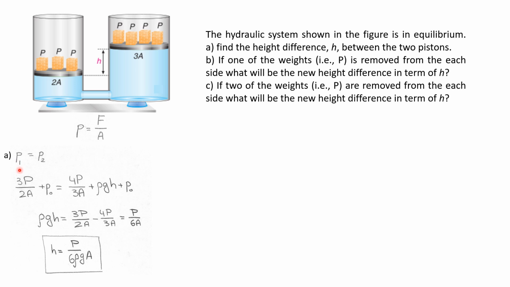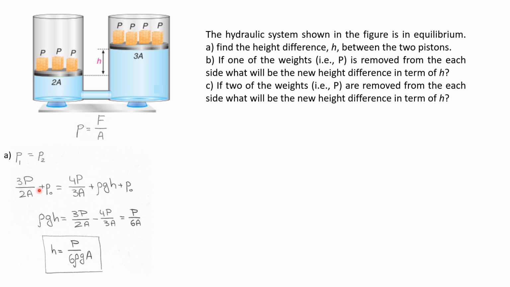pressure from these weights, which is 3P divided by 2A, which is the area of the piston, plus P naught, which is atmospheric pressure, because the top of the piston is open, right? So you have atmospheric pressure also pushing here. This has to be equal to the pressure on this side, which is 4P divided by the area of the piston, which is 3A. Now, you also have a column of the liquid, and the pressure exerted by the column of the liquid is rho GH, right? Density of the liquid times gravitational acceleration times height of the column of the liquid, plus P naught, which is atmospheric pressure.